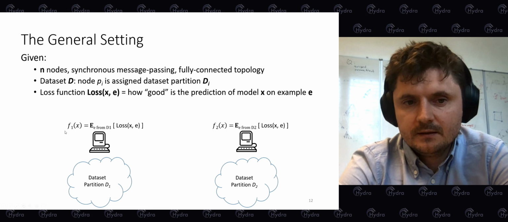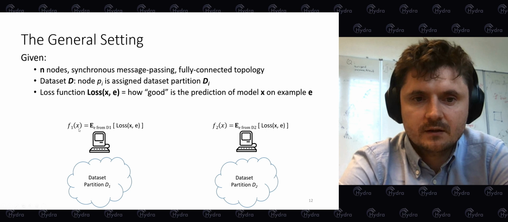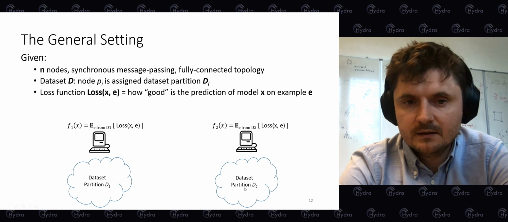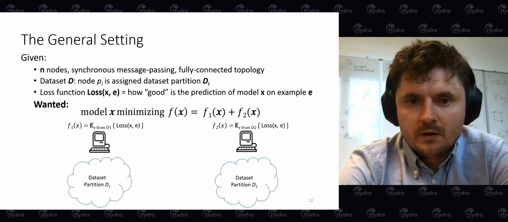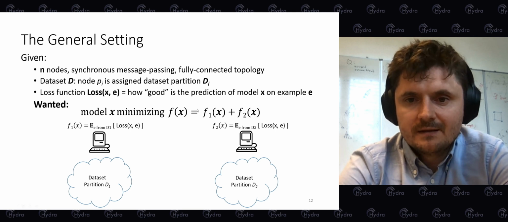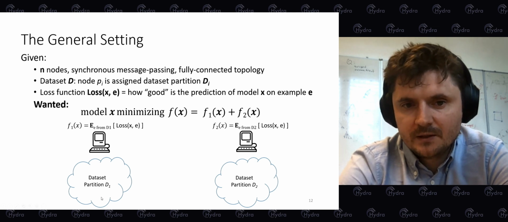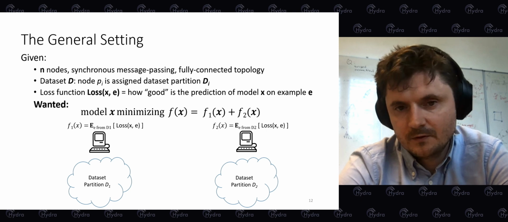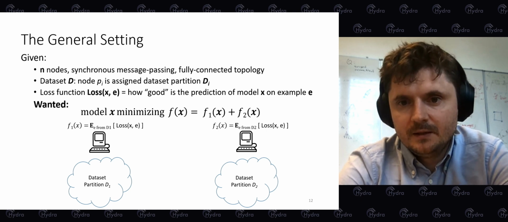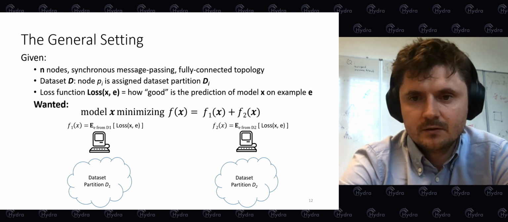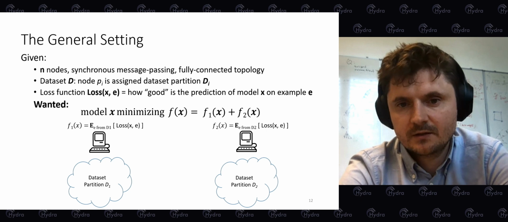And since we're splitting the data set, it makes sense to also split the loss function into F1, which is the loss of the model on the first data set partition, and F2, which is the loss of the model on the second partition. Given this, we want to find a model which minimizes the sum of these two functions. Obviously, each node could optimize the loss with respect to its local data set, and for this they wouldn't need to communicate at all. But the whole idea is to take advantage of the entire data set, so we want to minimize the sum, the joint optimization objective.